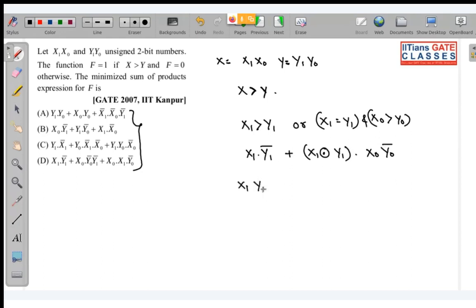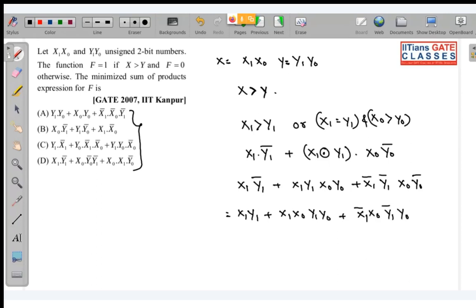If you open this, this will be what? x1 y1 x0 y0 plus x1 y1 x0 y0 complement, and then again you need to rearrange it like this: x1 x0 y1 y0 plus x1 complement x0 y1 complement y0 complement, and then you need to form a K-map and solve, but it is not required. You can see why. This min term is already minimized, and it is available in only one of the options, option D. So a smart student will never do minimization of this by drawing a K-map. You can observe over here that this min term is already minimized.